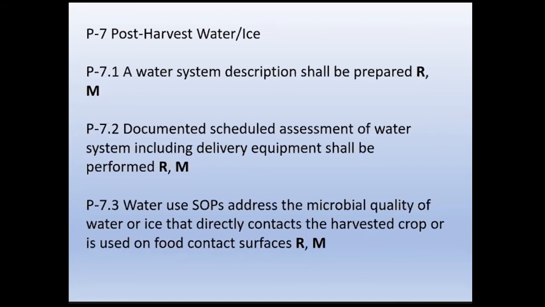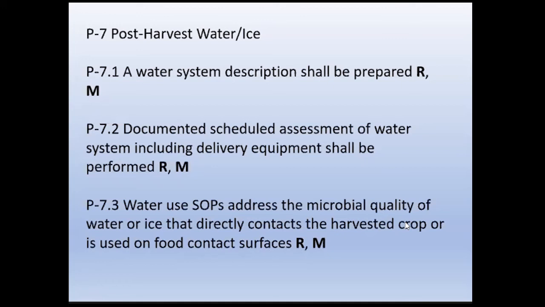So P7.2 details documented scheduled assessment of water system, including delivery equipment, shall be performed. So this is going to be records, and it is mandatory, where you have maintenance of things like, did you install backflow prevention valves on all of your spigots and your water use faucets and such? You're going to want to have a record of routine inspection.